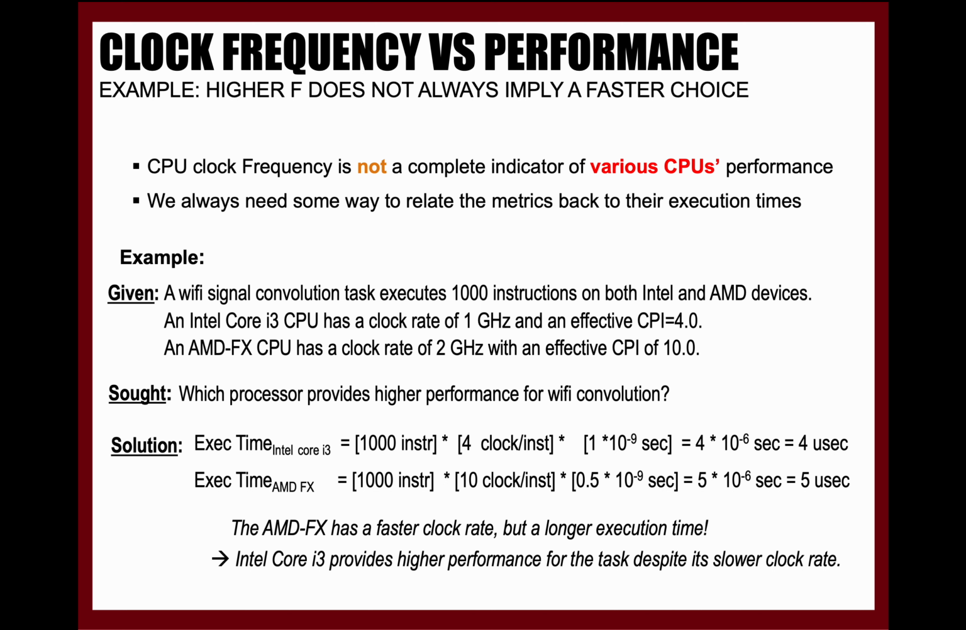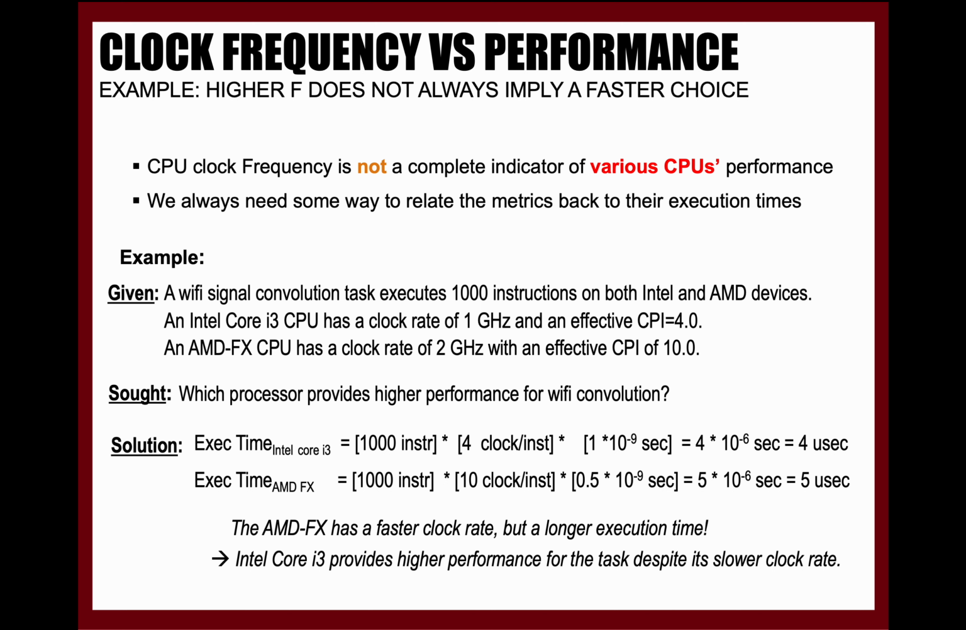The execution time for Intel Core i3 is calculated as 1000 times 4 times 1 times 10 to the power of minus 9, which is equal to 4 microseconds. For AMD FX, execution time is 1000 times 10 times 0.5 times 10 to the power of minus 9, amounting to 5 microseconds.